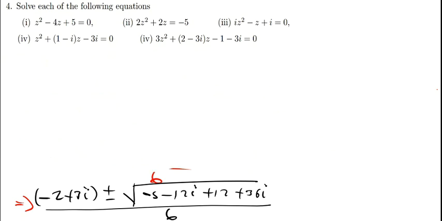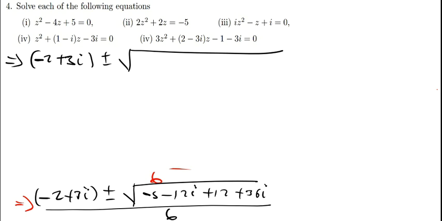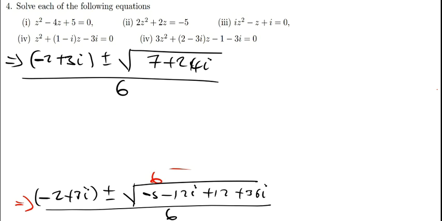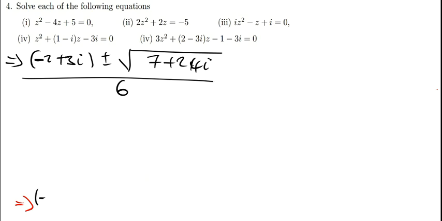And then I'll say Z will be equal to negative 2 plus 3i plus or minus the square root of negative 5 plus 12, that should be 7. Negative 12i plus 36i, that is 24i. Everything divided by 6. Now I can get rid of this.